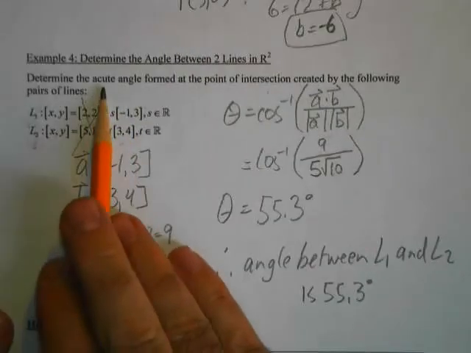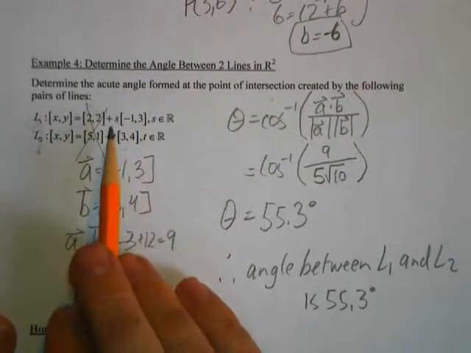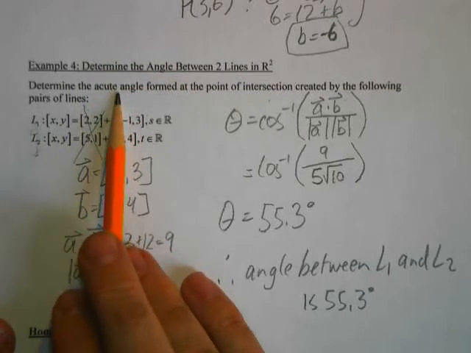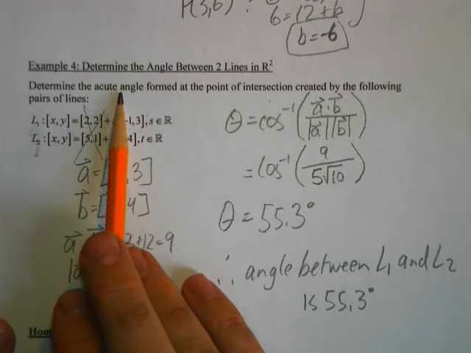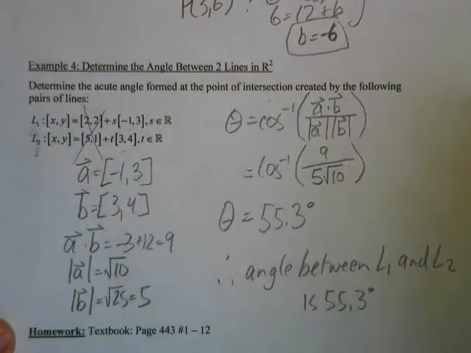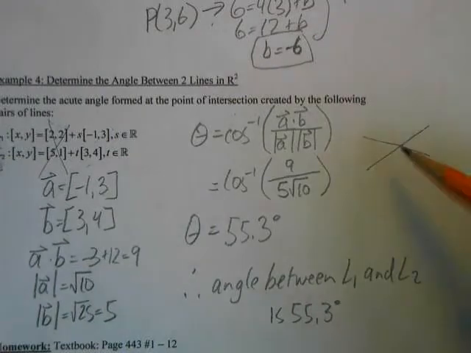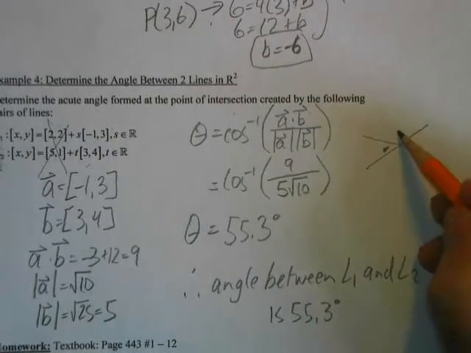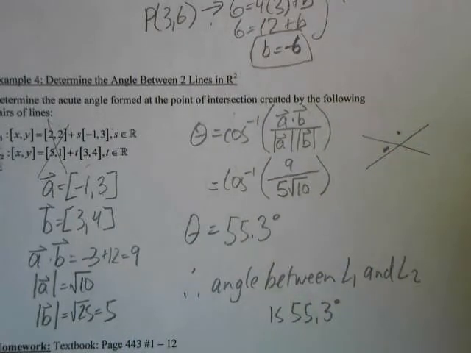And just one little note here. Did you notice they said determine the acute angle, which implies there could be more than one angle? When I have two lines that meet, and I ask what angle they meet at, there are two possible answers. There's this angle here, which is acute, and this angle here, which is obtuse. Both of those angles add up to 180.